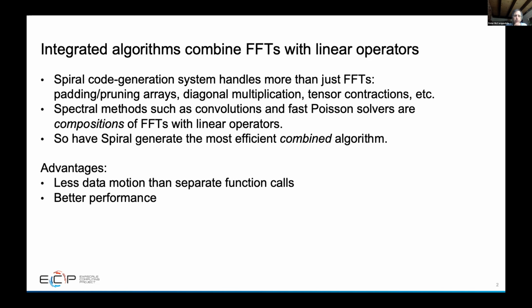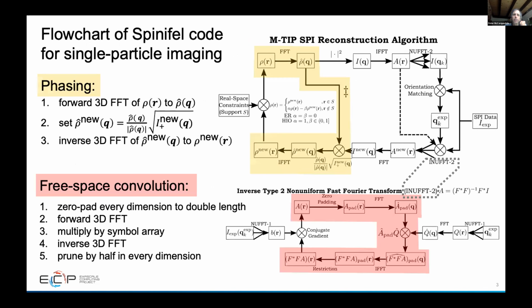And as a result, we get better performance. And I'll show the flowchart of the Spinifel code for single particle imaging. This is the MTIP algorithm. And here's the main flowchart on the top right, and here's a subroutine of it on the bottom right. This is actually an inverse non-uniform fast Fourier transform.